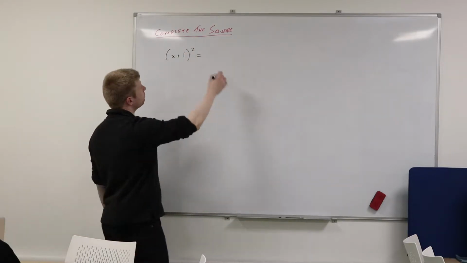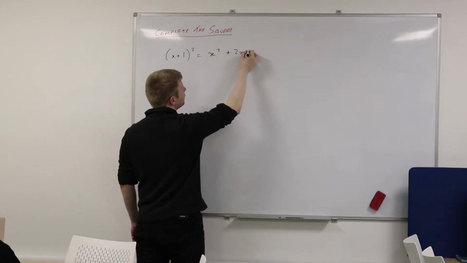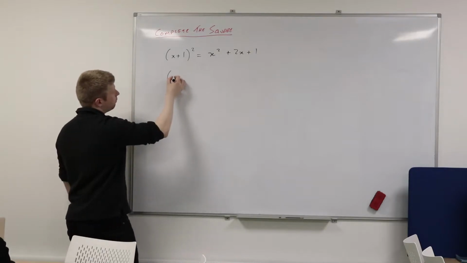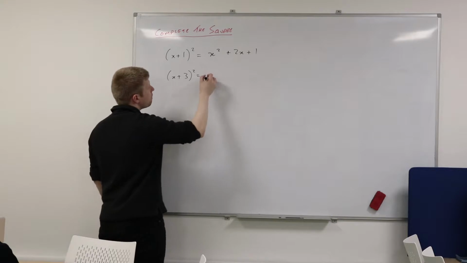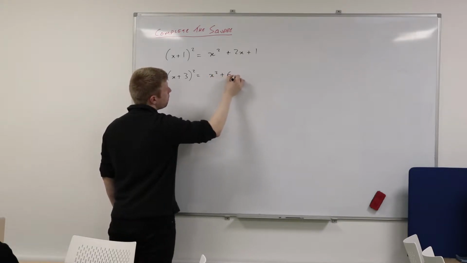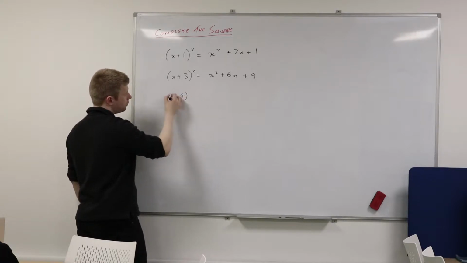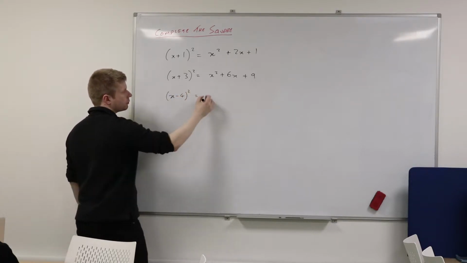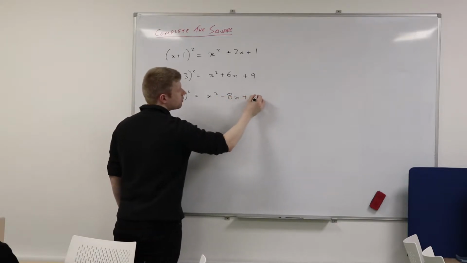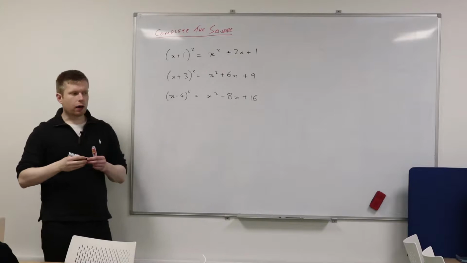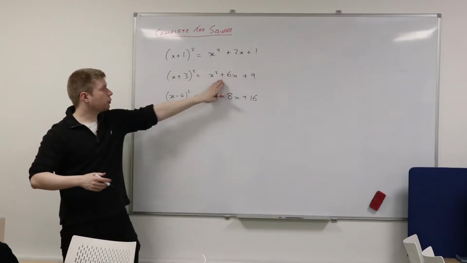X squared plus 2x plus 1. Perfect. Well done. What about this one? X squared plus 6x plus 3 times 3, which is 9. Good. Well done. What about this one? X squared minus 8x plus 16. Good. Well done. Now, what do you notice about all of these three quadratics?